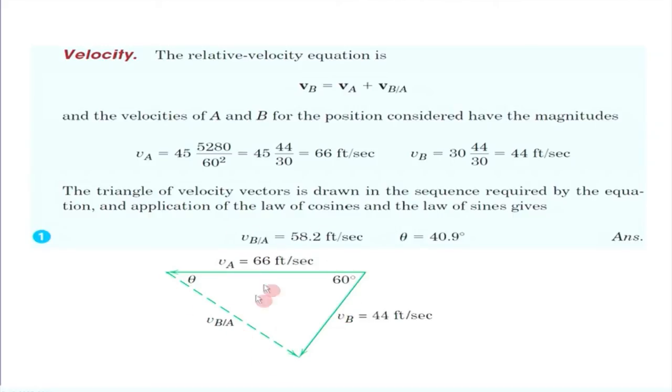It will come out to be 58.2 feet per second, and for this angle we can apply the law of cosines and the law of sines. This magnitude is known, this magnitude is known. The law of cosines will give you the magnitude of V of B comma A, and once you know the magnitude, you can use the sine rule: 44 divided by sine theta will be equal to V of B comma A, which we obtained from the cosine rule, divided by sine 60. From that we will get this angle.